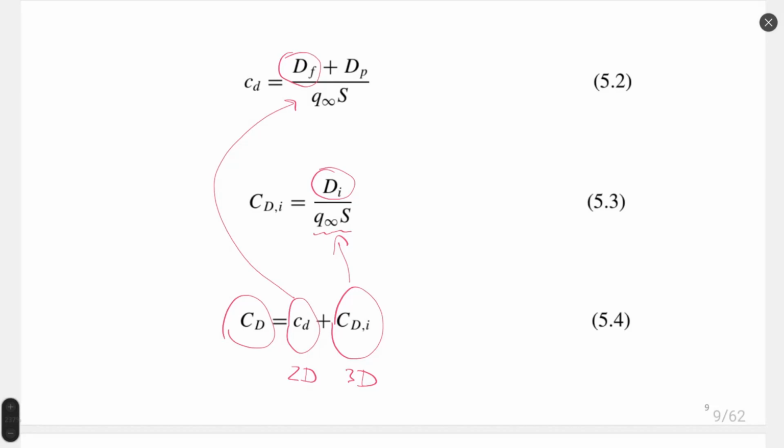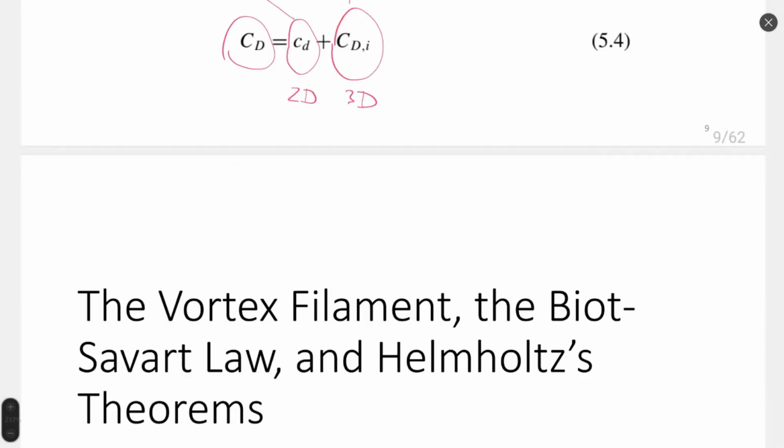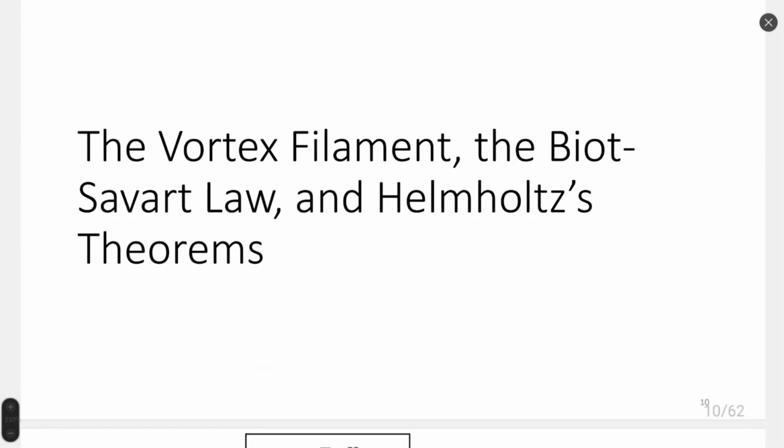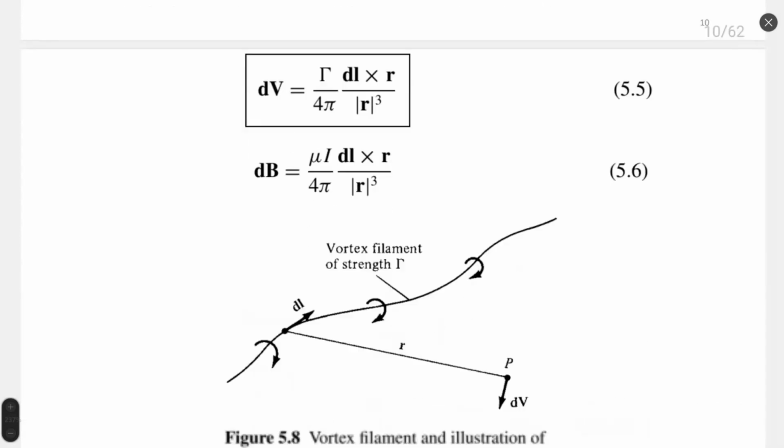forming on the tip of the wing. And the second concept, let's say, we go to theorems, right? Vortex filament, the Biot-Savart law, Helmholtz theorems. They both go in one package.